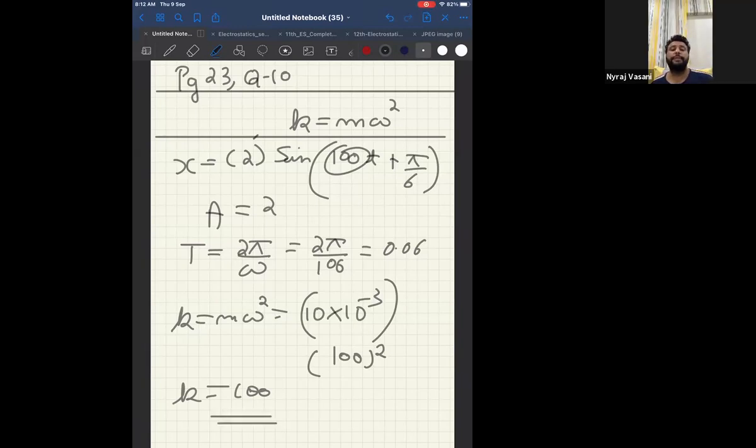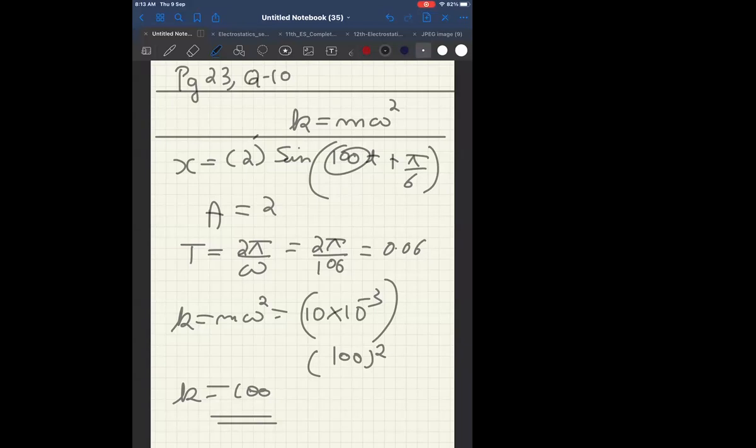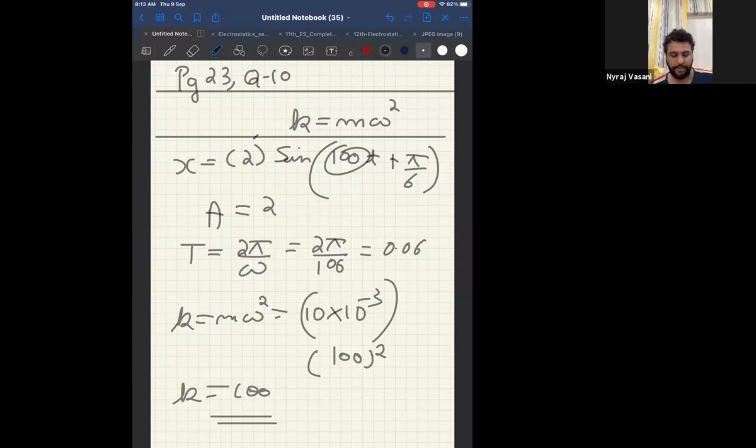Now, my force constant is different from my phase constant. Please don't get confused. My phase constant is pi by 6. If phase constant was asked, I could directly say pi by 6 and finish the question, but phase constant is not asked. Force constant was asked. Okay. Now in this question, if frequency was asked, could you find frequency? Check. Could you find maximum velocity? Yes. Could you find maximum acceleration? Understood? Okay.